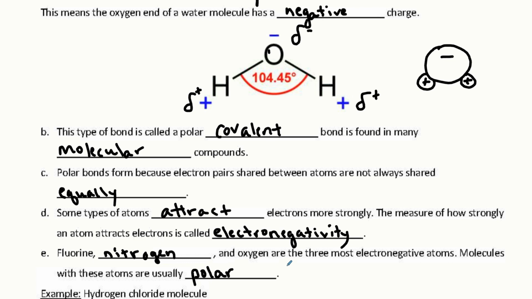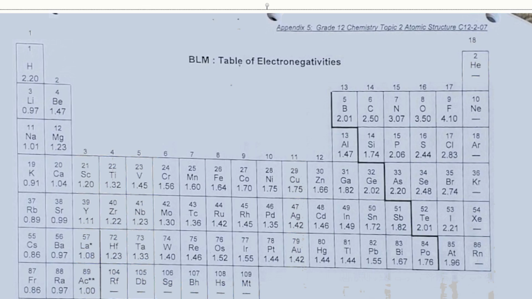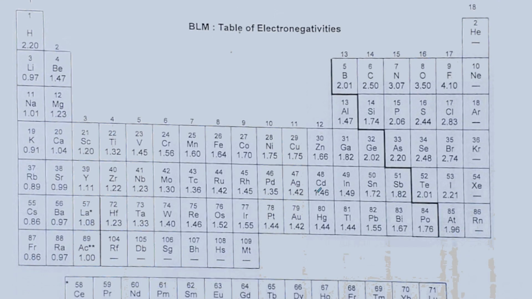Okay, so this is where I'm just going to flip over to this table of electronegativities to show you what this looks like. Here's our periodic table. You'll notice our noble gases do not have electronegativities because they're never involved in compounds. They're stable, they don't take part in any sort of pairing of atoms.